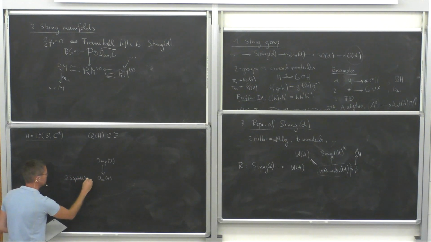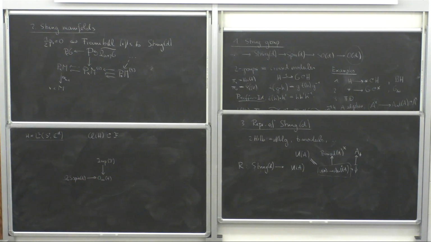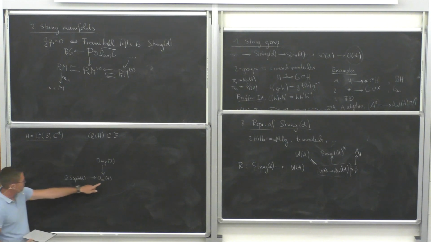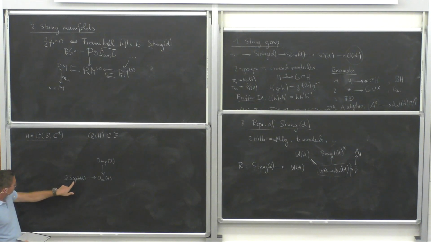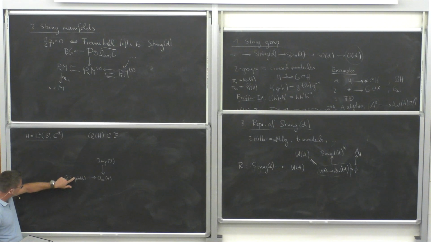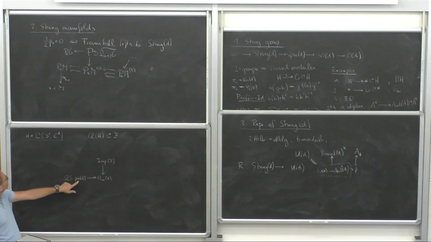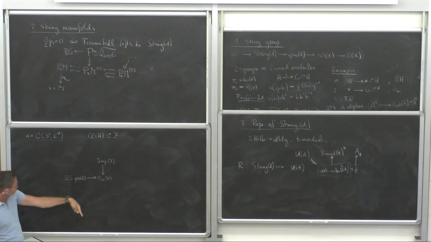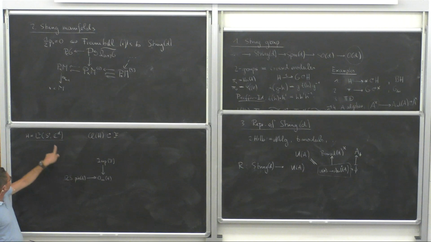this loop group of spin, and it has a map to here. How does it act orthogonally? Well, if we have a loop in spin, then we project to a loop in the orthogonal group just by using the projection from spin to the orthogonal group. And then we just act pointwise on the circle by the orthogonal transformation. This will define an orthogonal transformation on all of H.